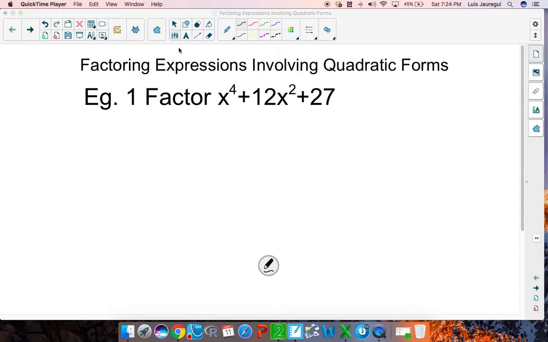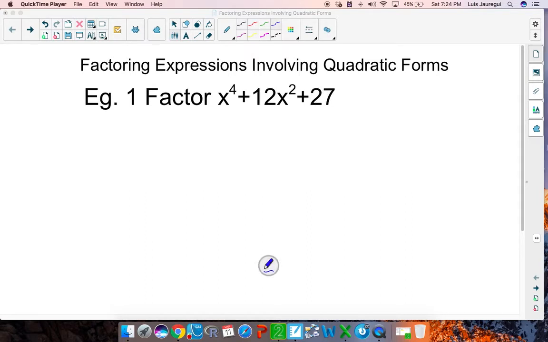Let's go ahead and go over this first example. We want to factor x to the fourth plus 12x squared plus 27. First thing we should always look for is the greatest common factor of each one of the terms. Since we have a leading coefficient of 1 for x to the fourth, and we don't have any other x terms for the constant term, the greatest common factor is indeed 1.